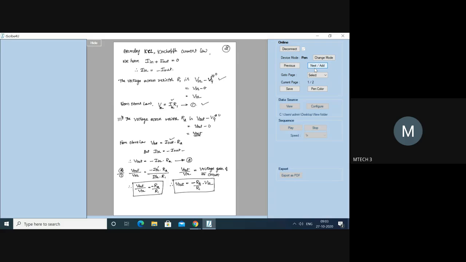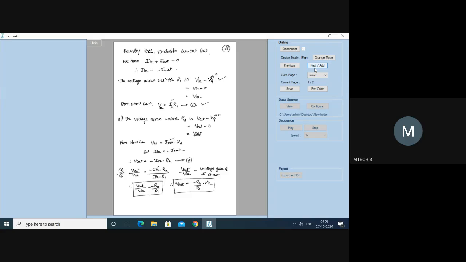Therefore, I thought of expressing I out in terms of I in, so that I can cancel it and get only the voltage gain. That was the important part. We understood previously that I in is equal to minus I out, so we resubstitute I out in terms of I in. So V out is equal to minus I in into R2. Calling this equation 2 and dividing 2 by 1, I get rid of I in, and I am left with V out by V in equal to minus R2 by R1.